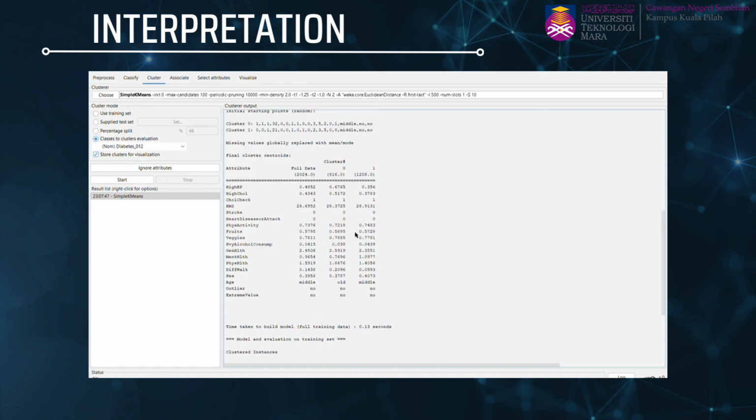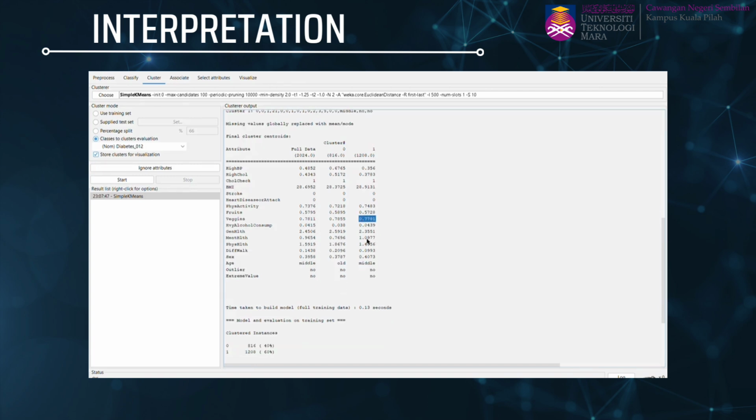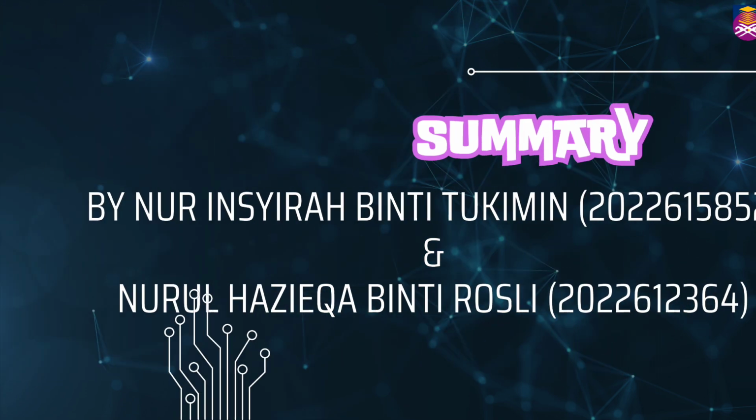So from this, we can interpret that alcohol does not contribute to diabetes, and fruit and vegetables do not prevent diabetes as well, as they just provide for a good general health rather than preventing diabetes.